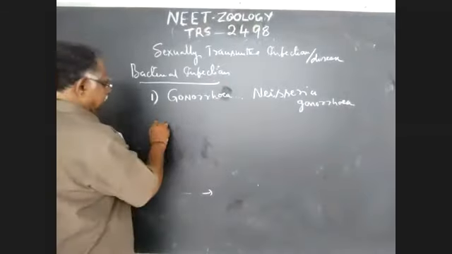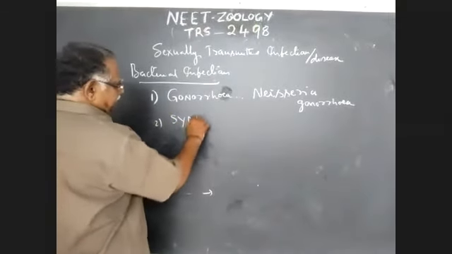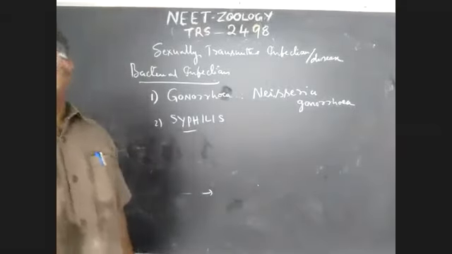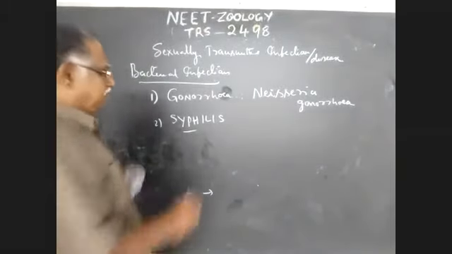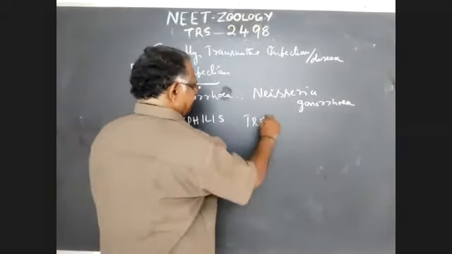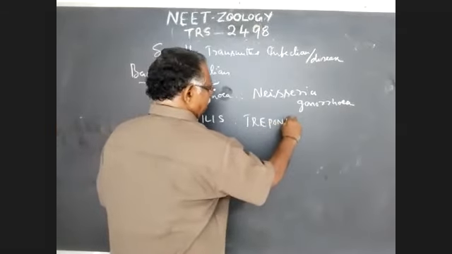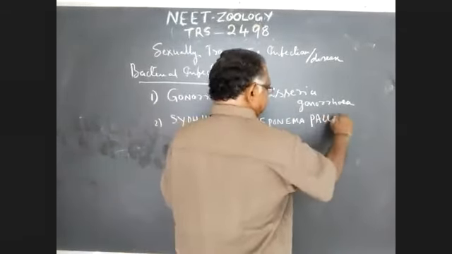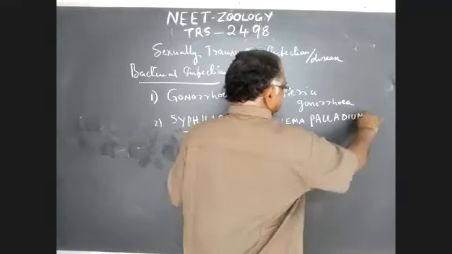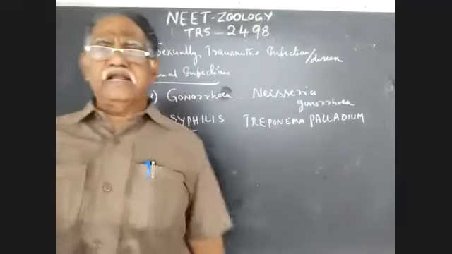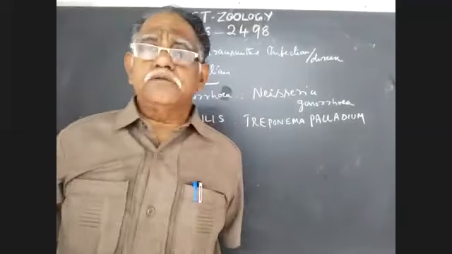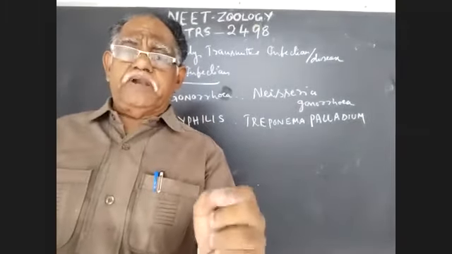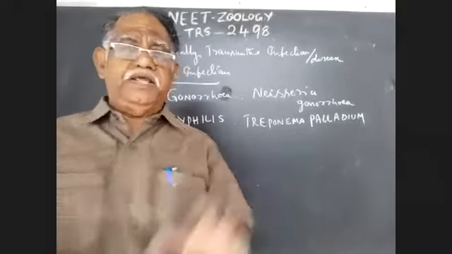Second one, syphilis, another sexually transmitted disease caused by the bacterium Treponema pallidum. Second bacterial disease, syphilis, caused by the bacterium Treponema pallidum.